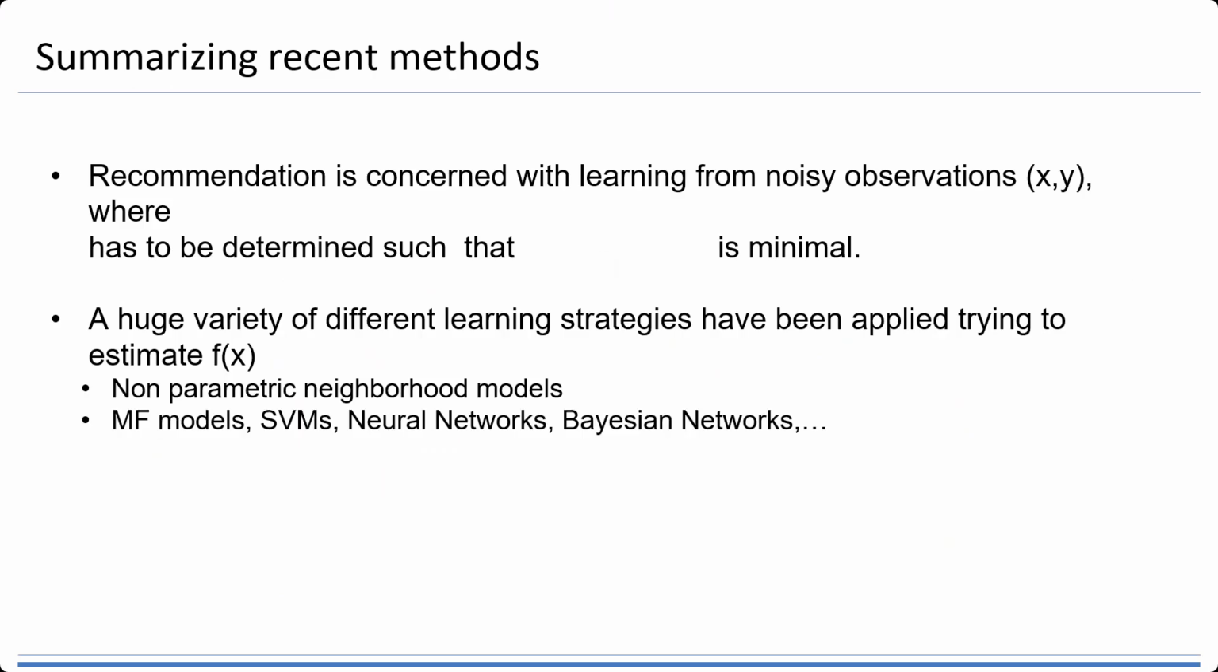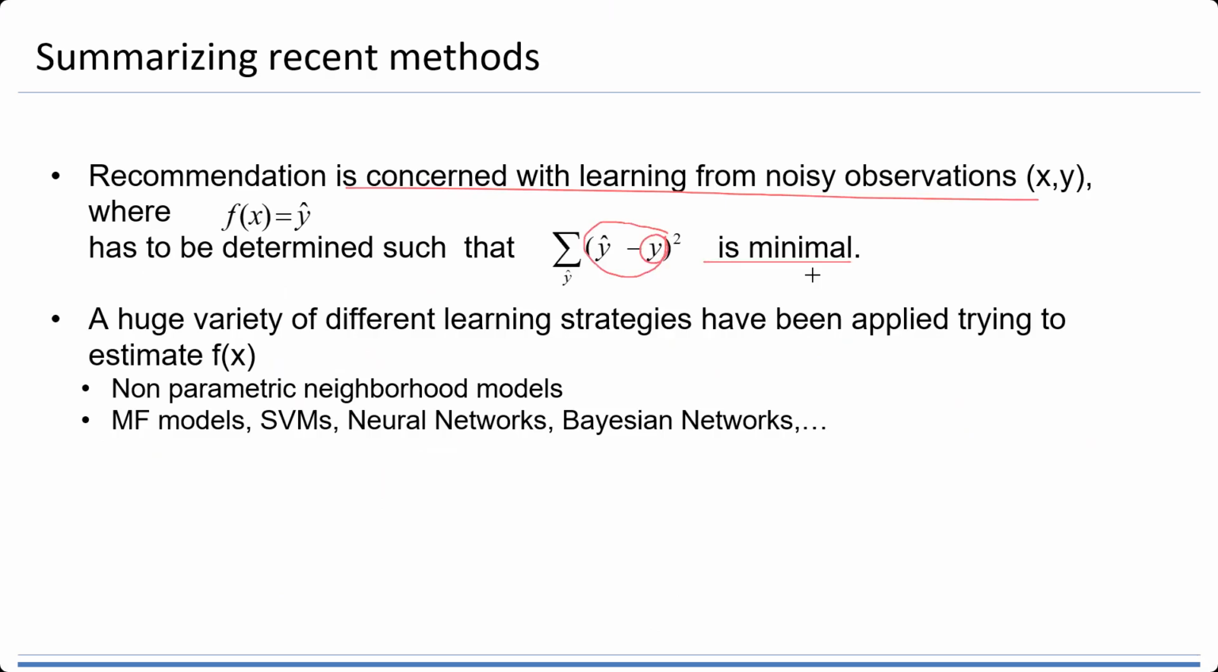So when we try to summarize the recent methods, the recommendation actually is concerned with learning from noisy observation. The noisy observation means any random ratings can be given. So we want to predict the y. And once we know the rating, we need to check whether the predicted rating and the actual rating are minimal or not.